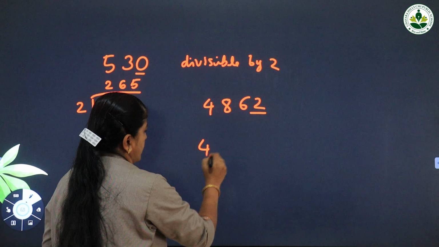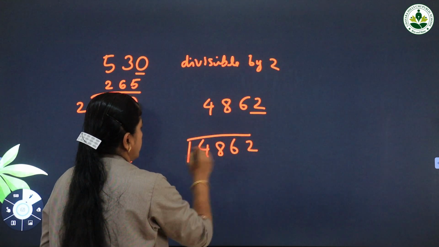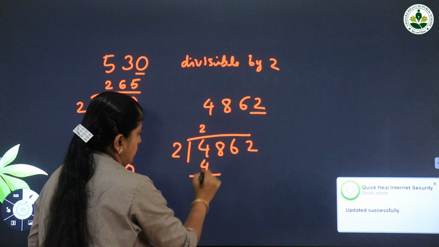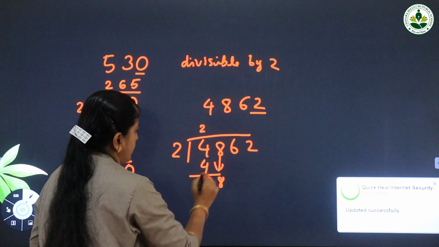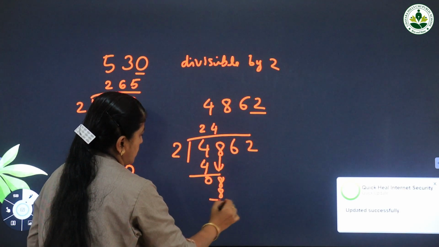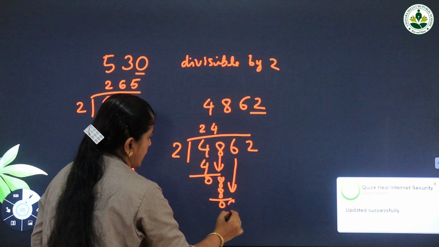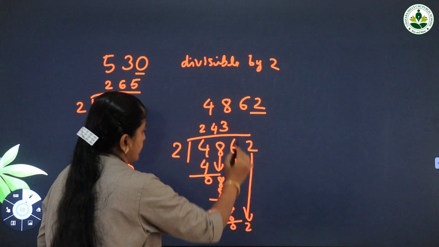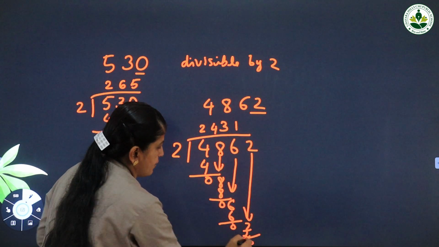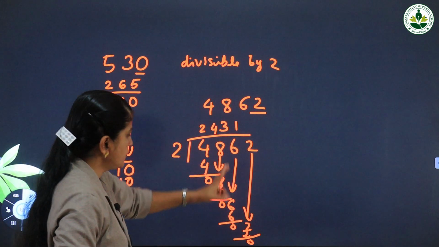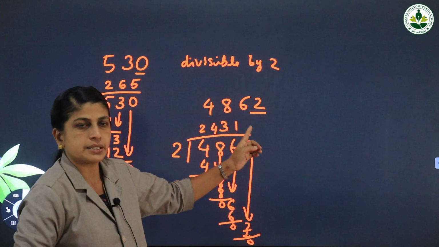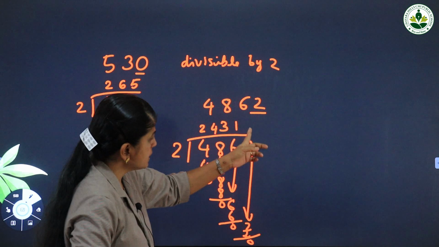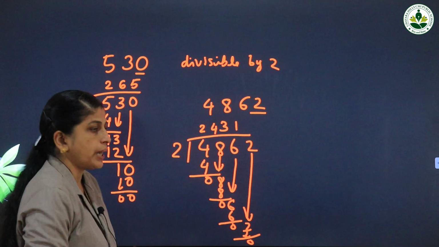We can check by division. Divided by 2. We take the first number 4. In 4, 2 2's are 4. Then subtract, 0 will be there. Bring down 8. In 8, 2 4's are 8. Then subtract, 0. Then bring down 6. 2 3's are 6. 0. Then bring down the next last digit 2. In 2, 2 1's are 2. We have studied division. That's why I am going a little fast. Okay. Therefore, this 4862 is also divisible by 2. That means if its ones place digit is 2, then that number is divisible by 2.